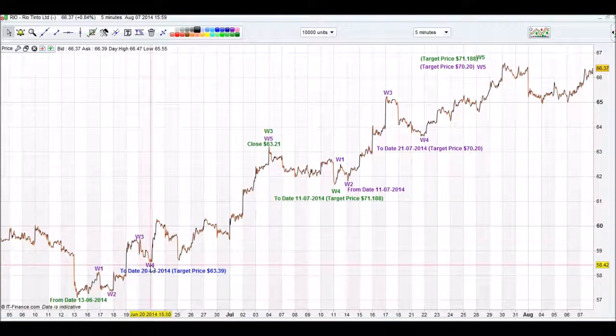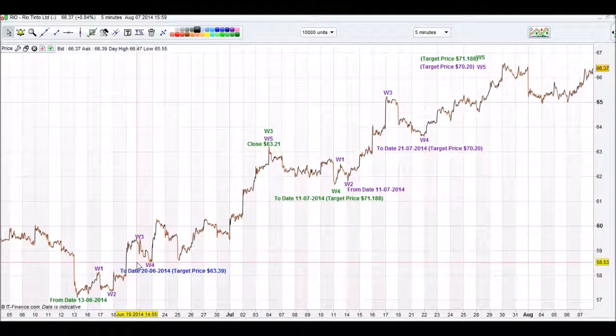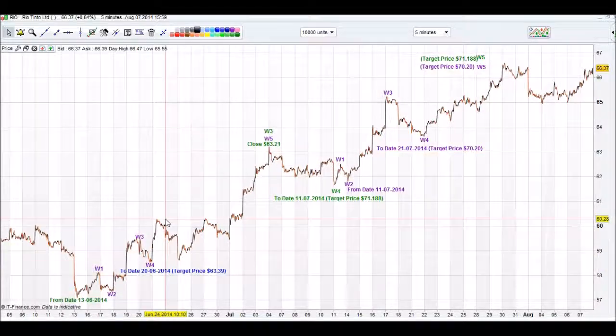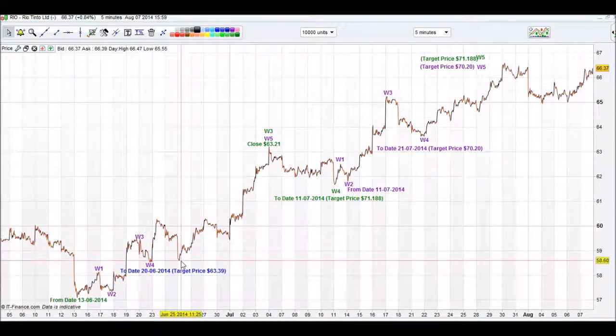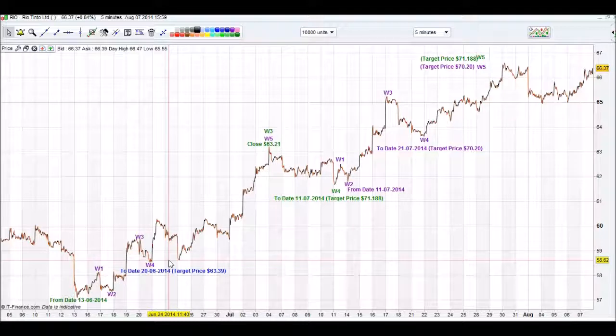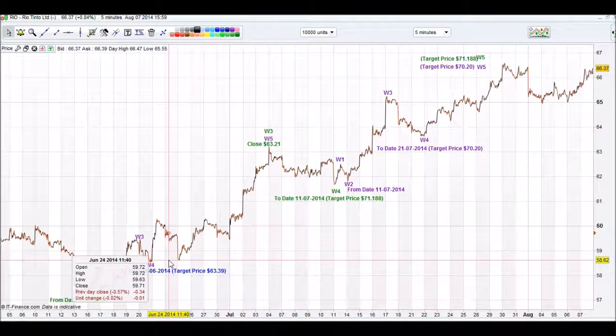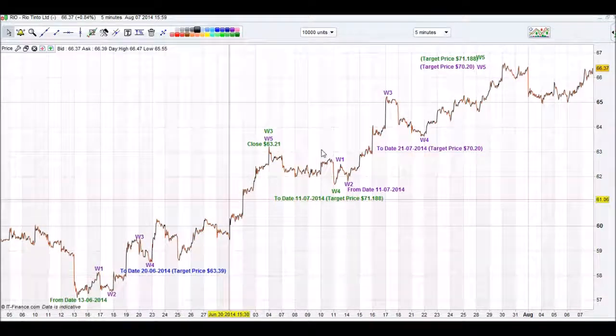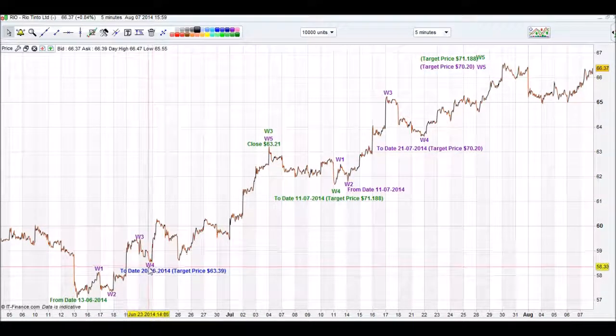So that's why we have to use the lowest point of a W4 from a W3 to a W4. So the W4 worked out to be $58.53, whereas if the W4 was placed on the 25th, it would give us $58.62, and that's how we establish the position of our W4s.